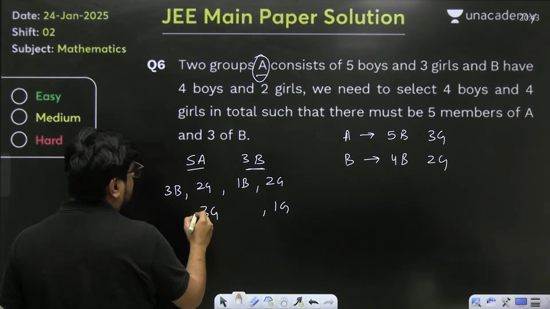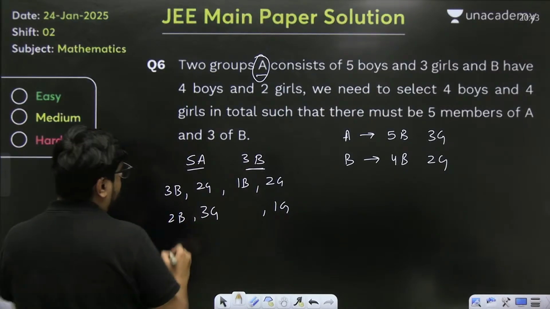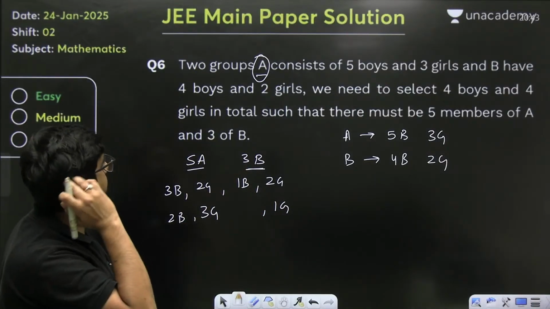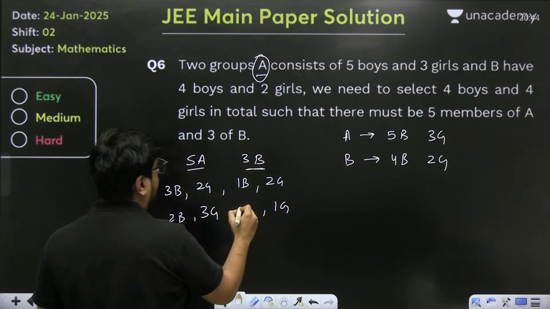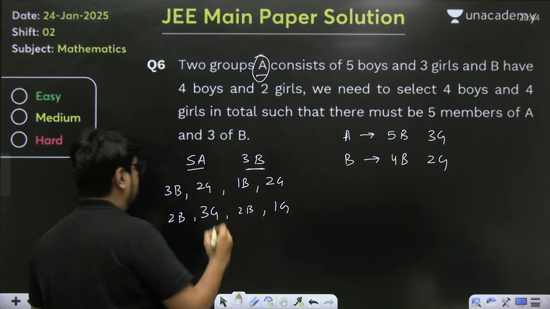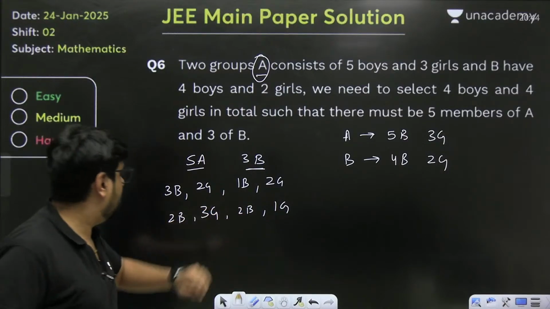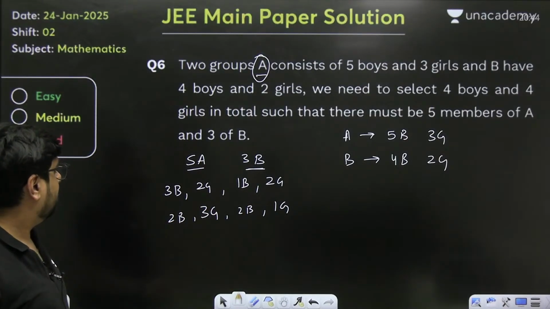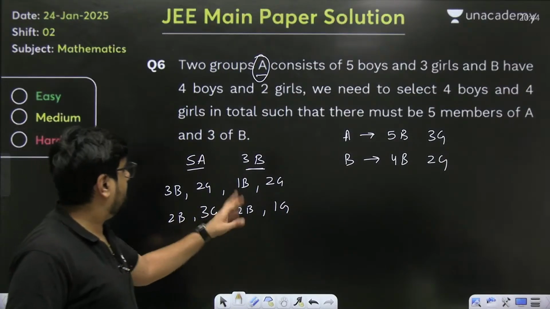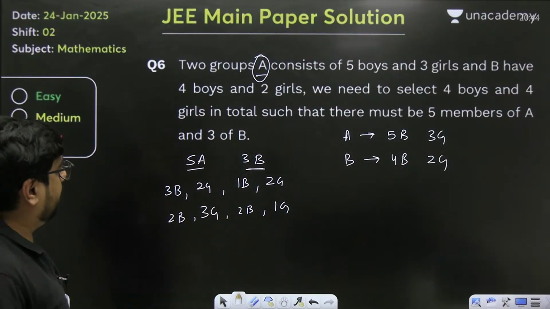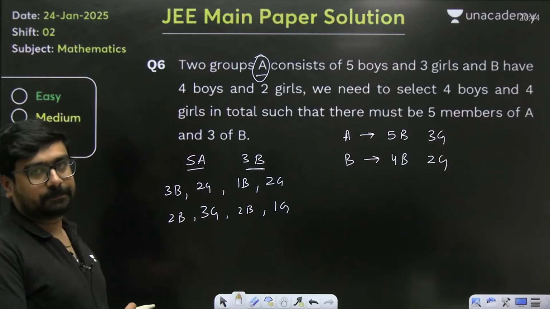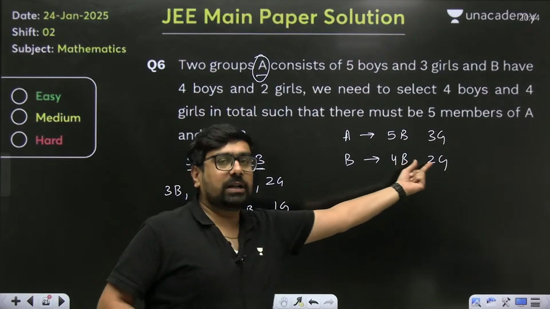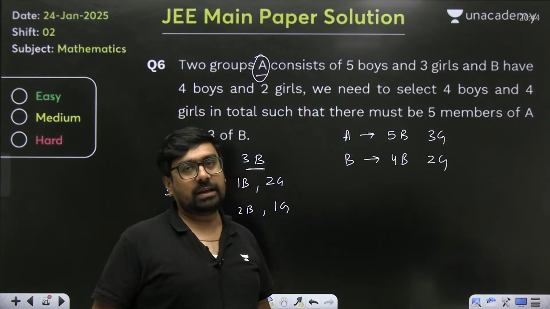Now from group A, how many boys can we pick? 2 boys, because 5 members here. And from group B, how many boys can we pick? We can pick 2 boys from here also. So total 8 members: 3 girls, 2 boys, and 1 girl, 2 boys. Total 8 members are happening. Any other scenario can you think of? Either we can pick 2 girls here or 1 girl here. No girl is not possible.